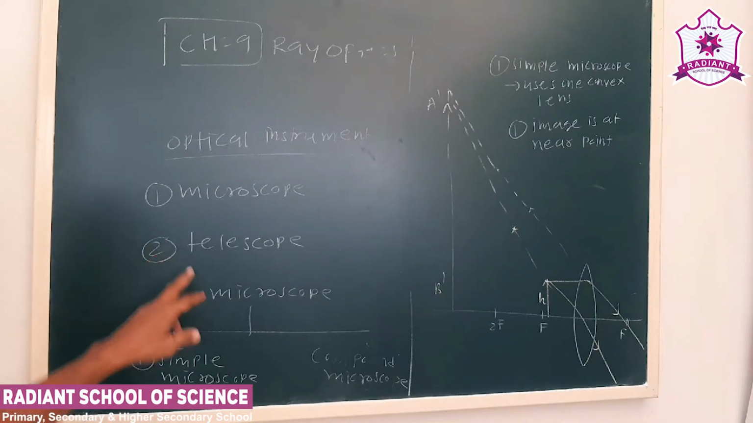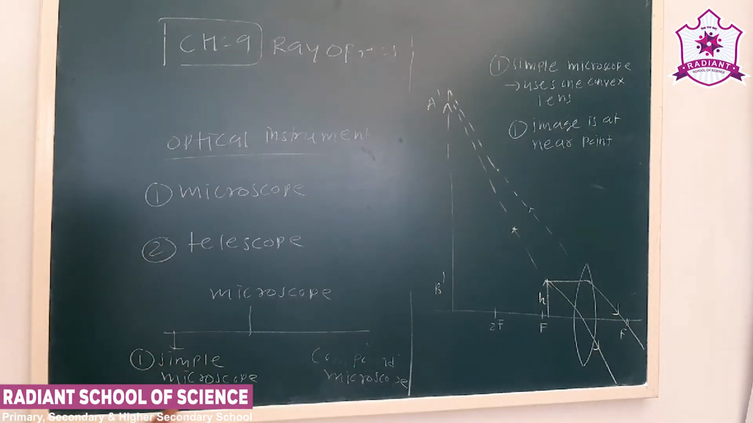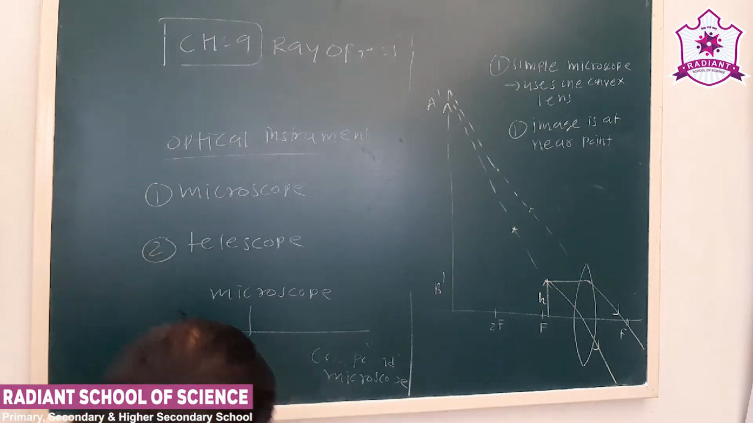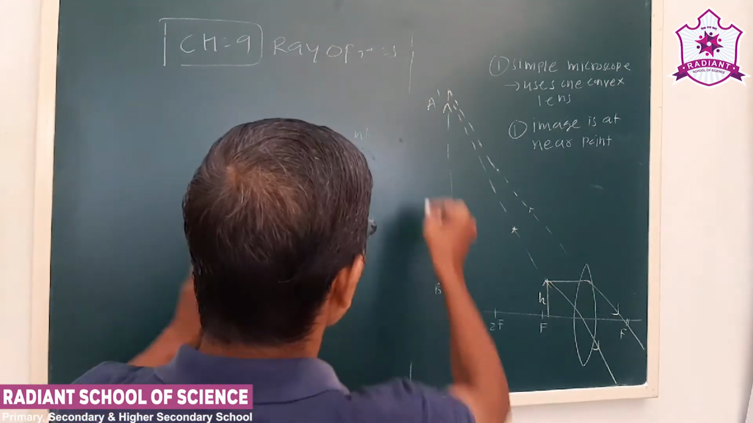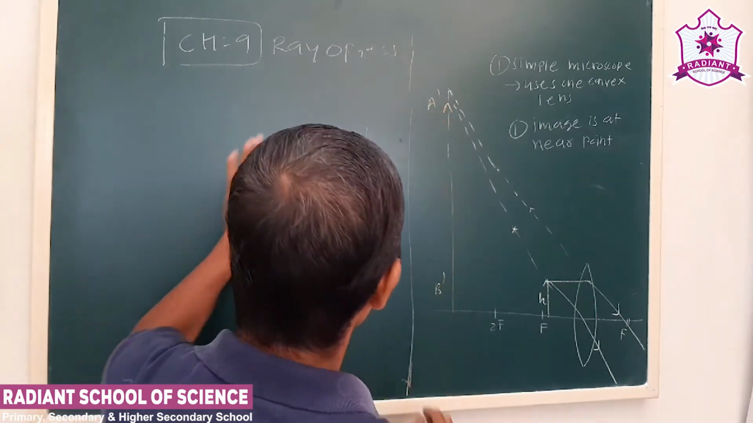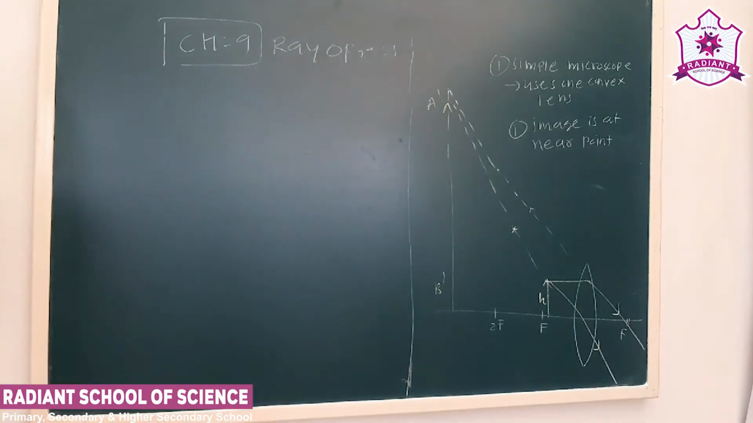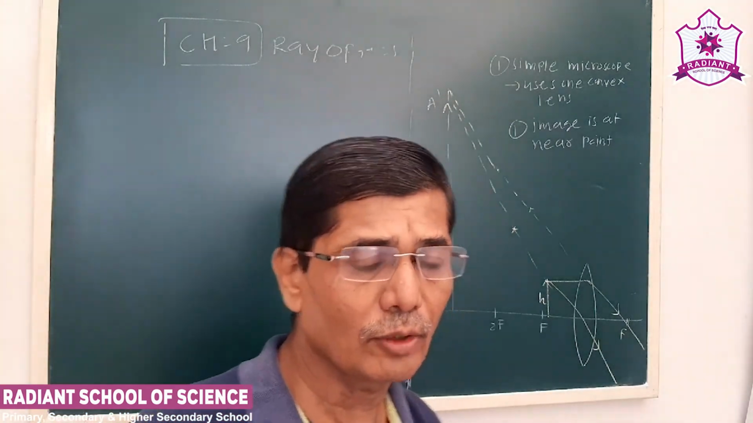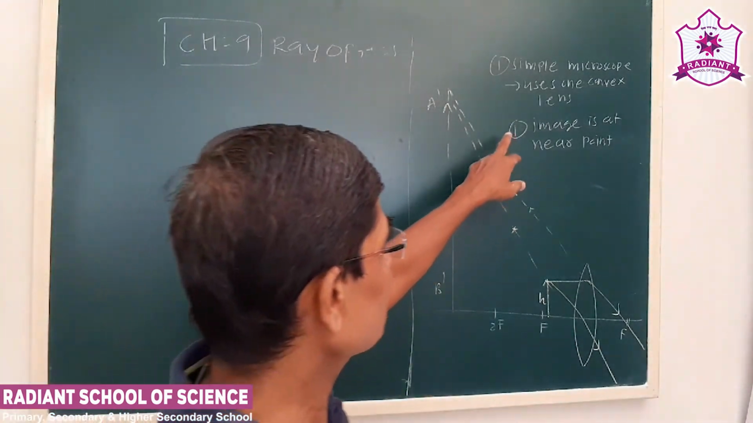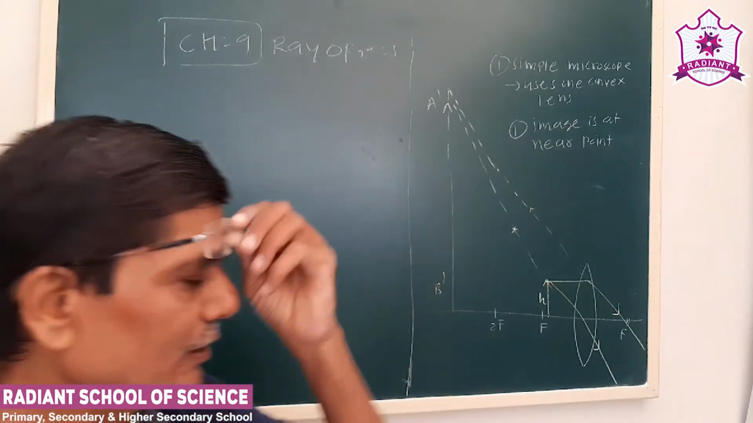Now see, microscope is of two types. One is a simple microscope and second is a compound microscope. Now see, the simple microscope uses one convex lens, whereas in a compound microscope we use two lenses. Now see, in simple microscope also there are two positions. First, the image is at infinity.